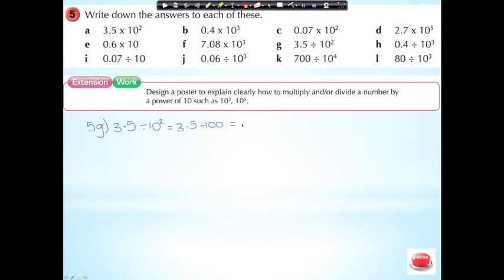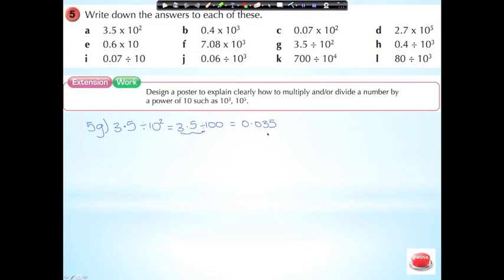So remember, dividing by anything means that our digits move to the right. Okay, so we're dividing by 100, so we're moving 2 places to the right. So the 3 is going to go 1, 2. So it's the second place after the decimal point. 0.035.